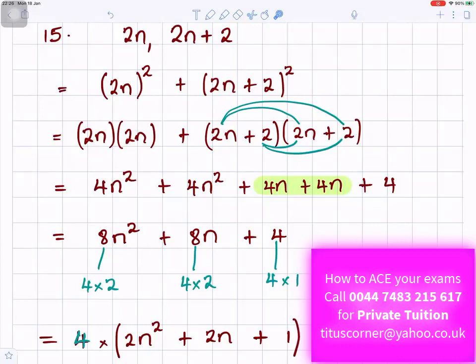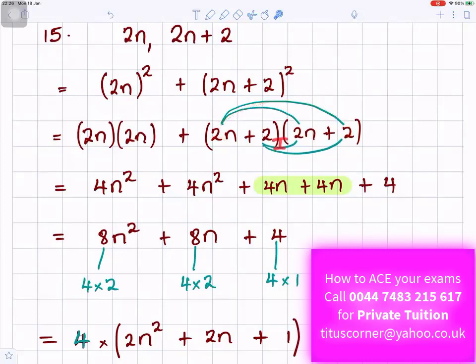To multiply the second one, we use the FOIL method. So first, 2n times 2n is 4n squared. That's for F, first. Outer, O, is 2n times 2 is 4n.